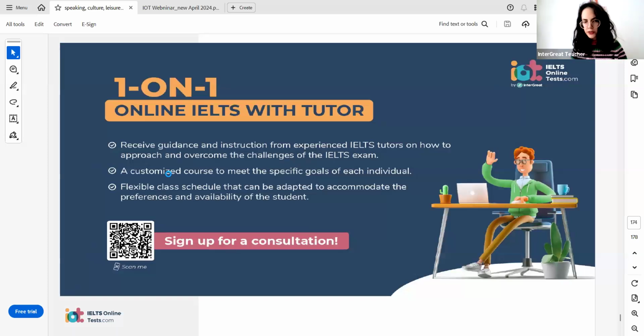So let's have a short recap of what we worked on today. We worked on part one, right? We talked about different types of questions that we will have in part one. The topic that we worked on was leisure time activities. We learned about ed and ing adjectives. We learned some adjectives to describe leisure time activities. And we learned a strategy for part two.